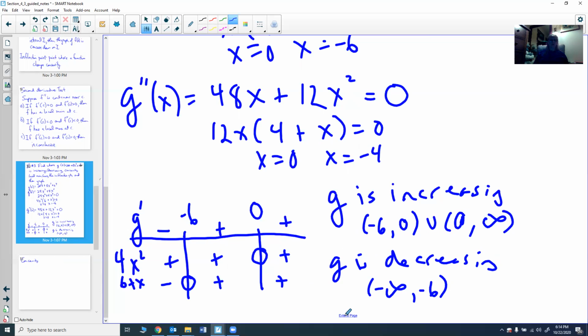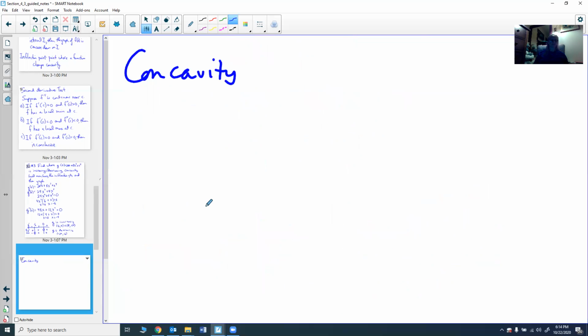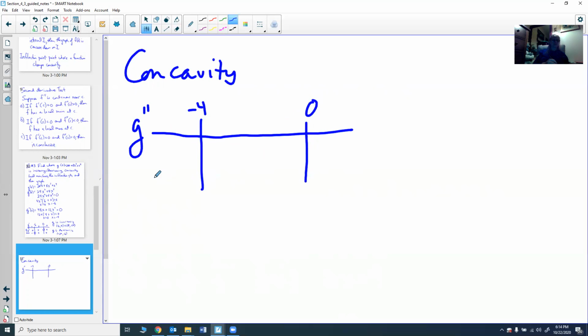I want to find out where we're concave up and down. So let's do concavity next. My concavity looks at the second derivative, so we're looking at G double prime. Again, I'm going to make a little table. So G double prime was 0 at -4 and at 0.